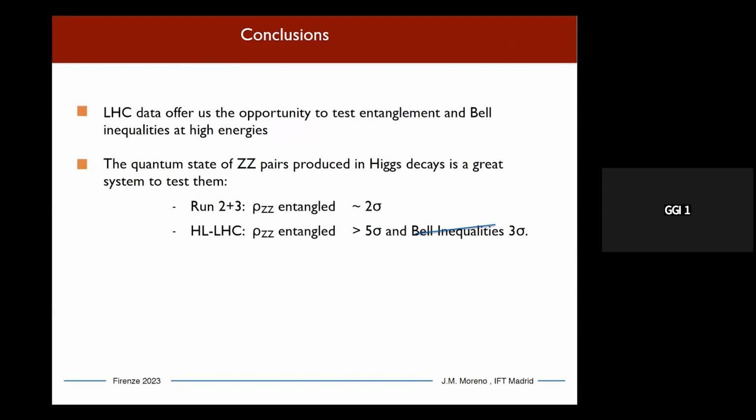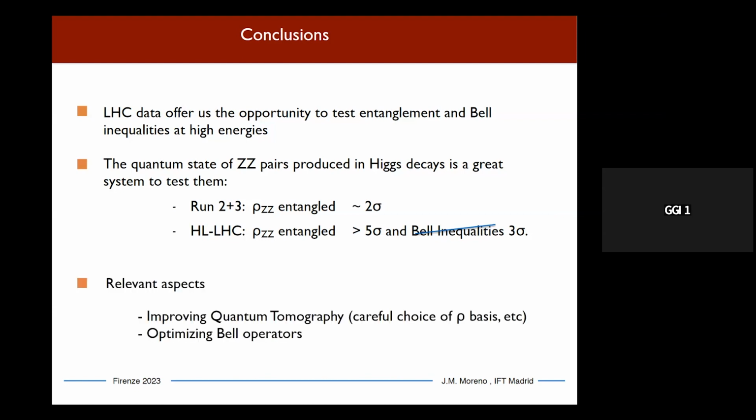So this is the result that we get: using Run 2 and 3 data, you could show that entanglement is only proven at the 2 sigma level. But with the data provided by the High-Luminosity LHC, the entanglement could be proven at the 5 sigma level, and the Bell inequalities at least at 3 sigma.